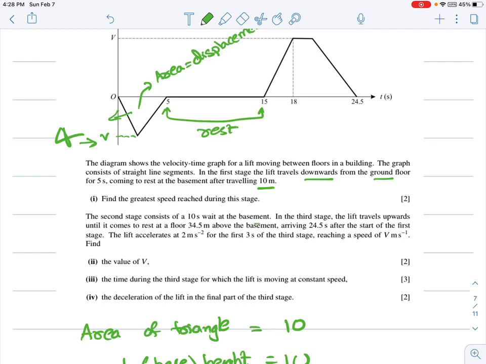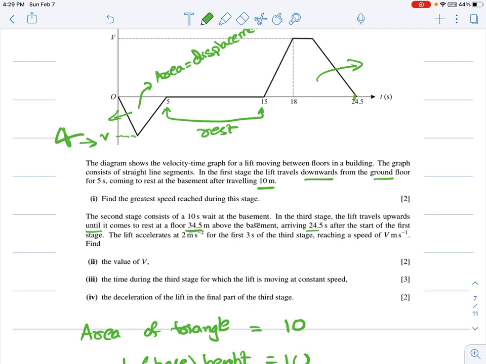In the third stage, the lift travels upwards. That's the reason the area is positive, upwards. It comes to rest 34.5 meters above the basement, arriving 24.5 seconds after the start of the first stage. So after the start of the first stage, it is totally taking 24.5 seconds, and the height is 34.5 meters.